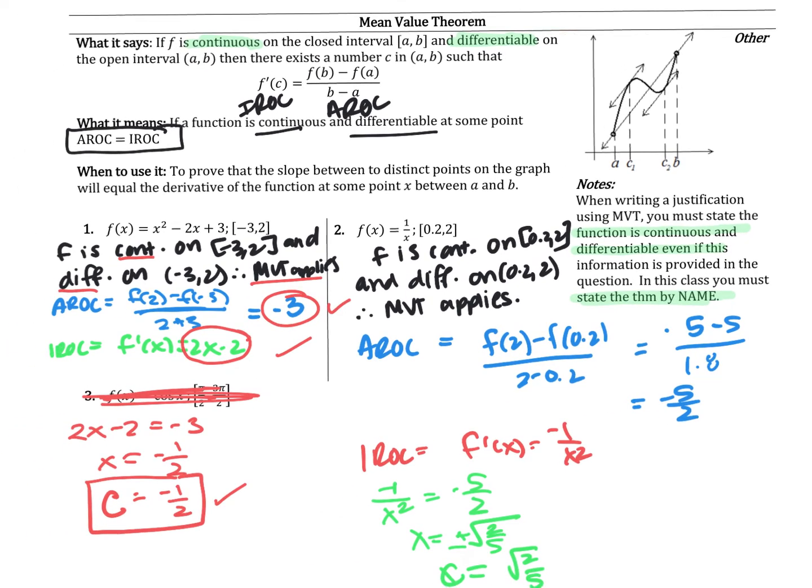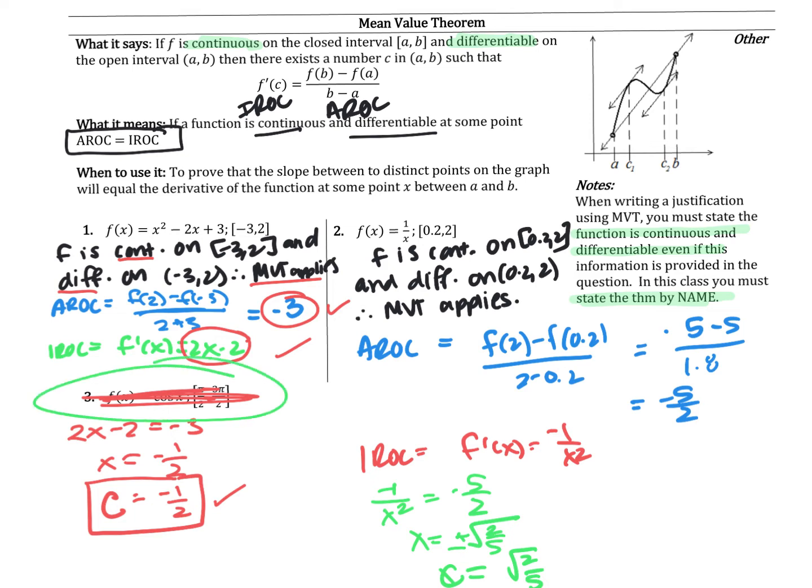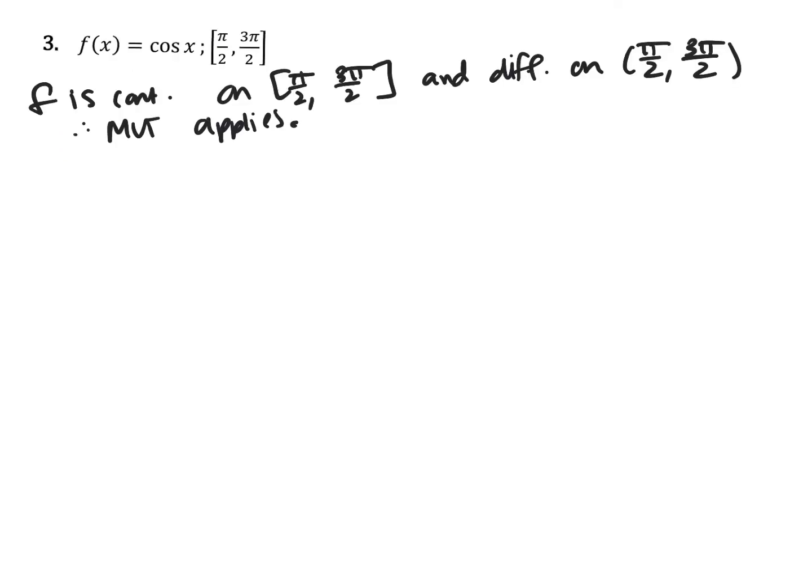So let's do this last example that I know you can't see, so let me make some room so we can see it. That involves cosine of x. It says f of x equals cosine of x from pi over 2 to 3 pi over 2. So go ahead and try that one on your own, and I'll make some space, and then we can do it together. So first thing we want to do is state the conditions.